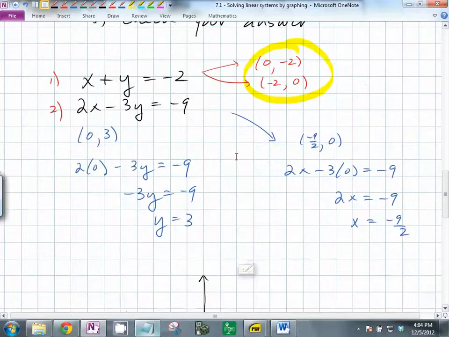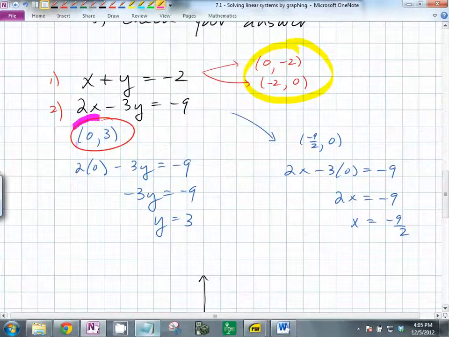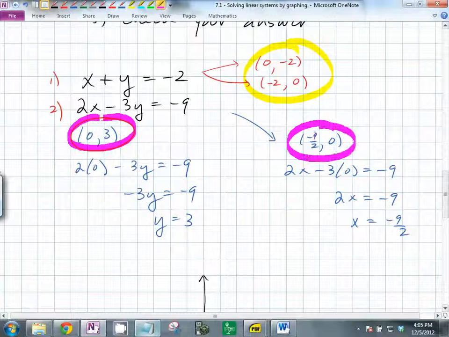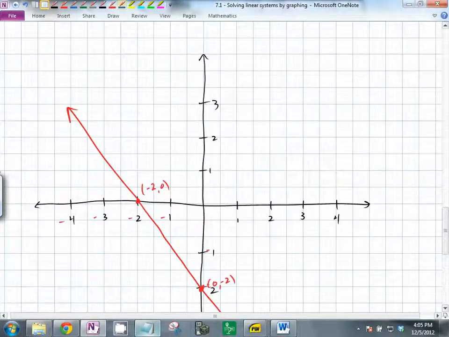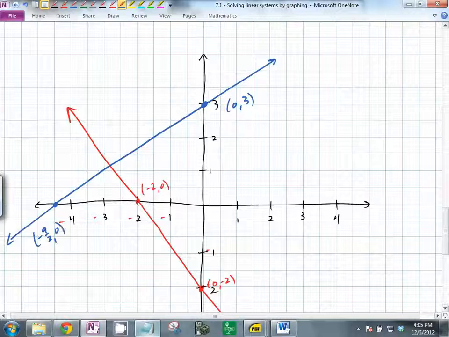So our second line has the intercepts right here. 0, 3, and -9 over 2, 0. So 0, 3 is up here, and -9 over 2 is -4.5. So it's these two right here. So there are our two equations. We have 0, 3, and right here, -9 over 2, 0. So now what we're looking for is where do these lines intersect? And based on my graph, it looks like the lines intersect right about there.